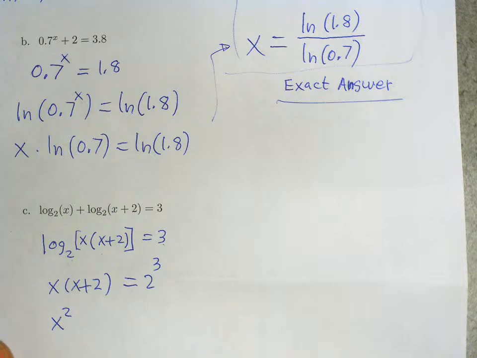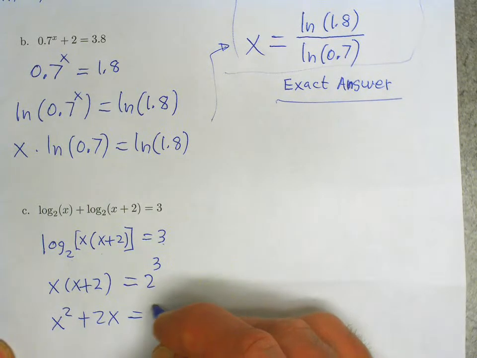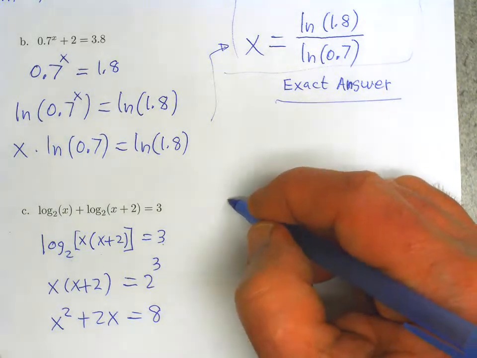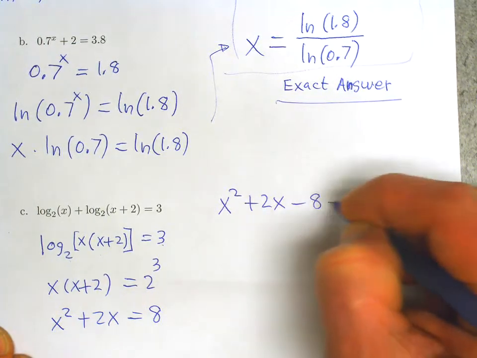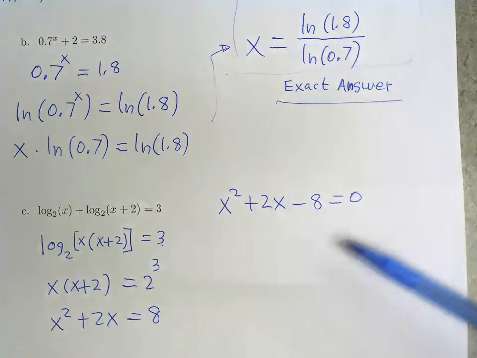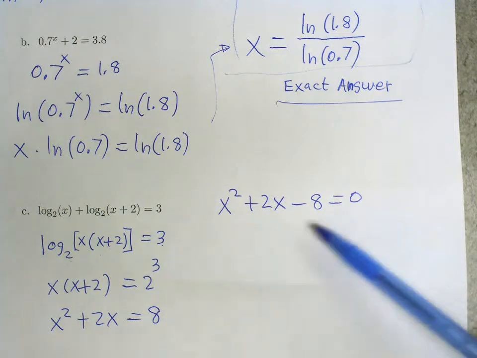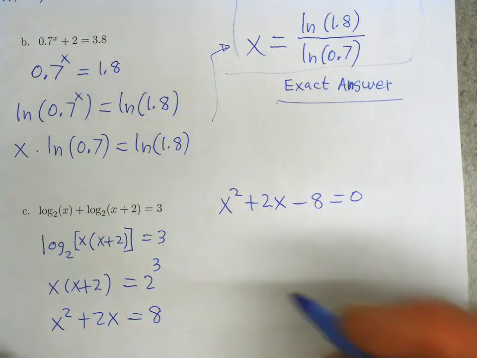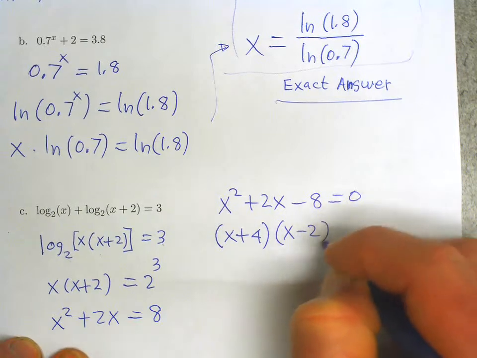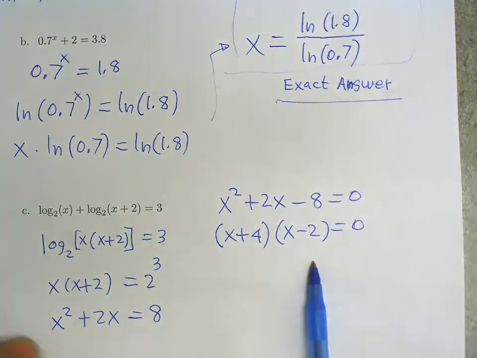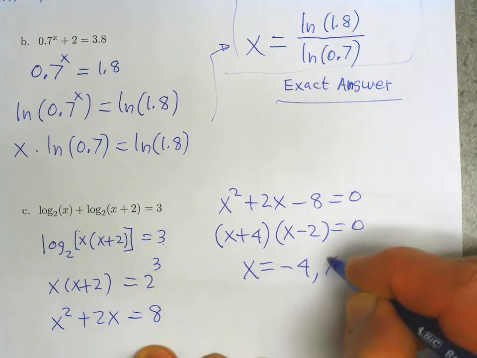So we'll multiply x times x plus 2. We get x squared plus 2x. 2 to the third is 8. We'll set one side equal to 0. We'll subtract 8 from both sides. So x squared plus 2x minus 8 equals 0. We can solve any quadratic equation whatsoever using one of the methods. But it turns out we can solve this one by factoring. So one of the factors is x plus 4. The other one is x minus 2. This quadratic equation has two solutions. One is x equals negative 4, and the other one is x equals positive 2.